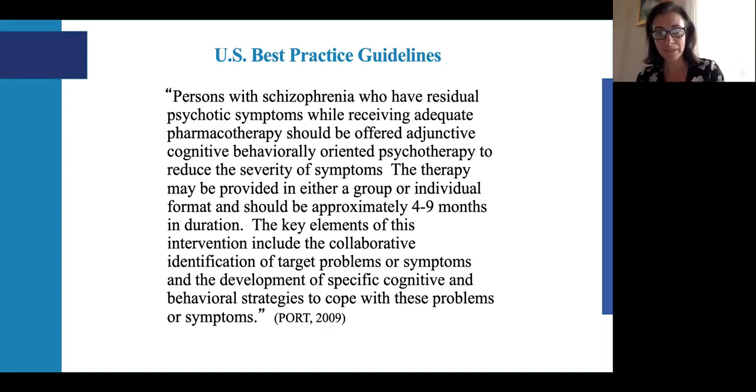And this just points out some of the caveats or situations in which CBTp should be offered. The idea is that people who are receiving adequate pharmacotherapy and continue to have residual psychotic symptoms should be offered a course of cognitive behavioral therapy. Group and individual approaches have been pretty similar in their efficacy, so it could be individual, it could be group.